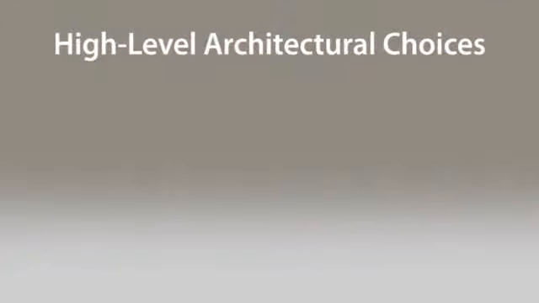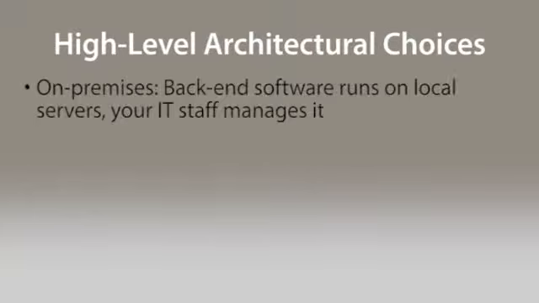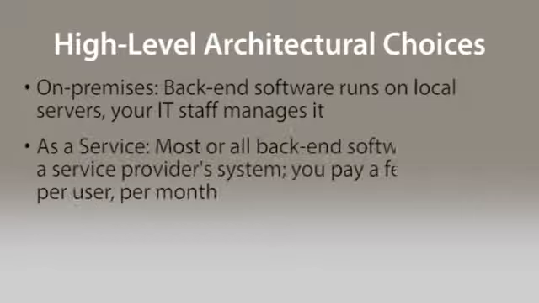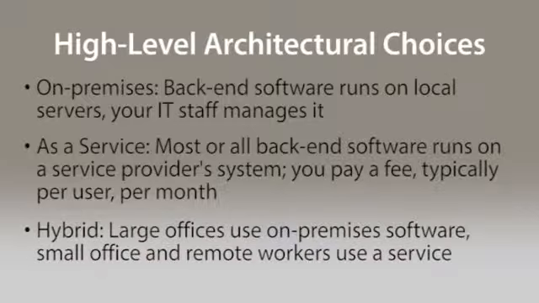But before you get to that point, you'll need to decide whether you want an on-premises product or a service, or a combination of the two. In an on-premises architecture, back-end software runs on local servers and your IT staff manages it. In an as-a-service architecture, most or all of the software runs on a service provider's system and you pay monthly user fees. And in a hybrid approach, large offices typically use on-premises software, while small offices and remote workers use a service.